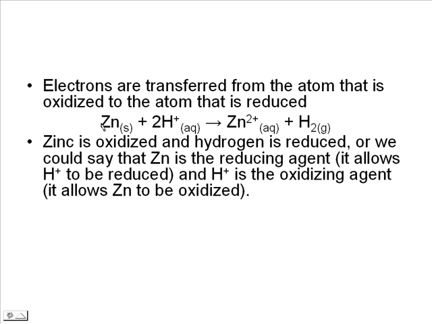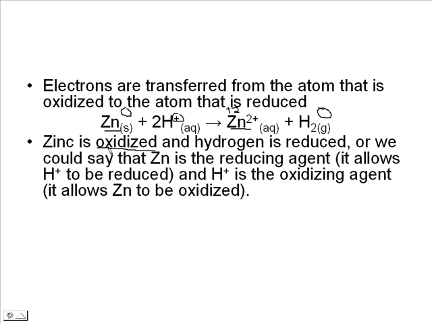In this case, as you can see, the zinc is going from a charge of 0, its elemental form, to a charge of +2. When it goes from 0 to a +2 charge, it means it has lost 2 electrons. Therefore, zinc is being oxidized. Hydrogen is going from a +1 charge to its elemental form, which is a 0 charge. So therefore, hydrogen is being reduced.